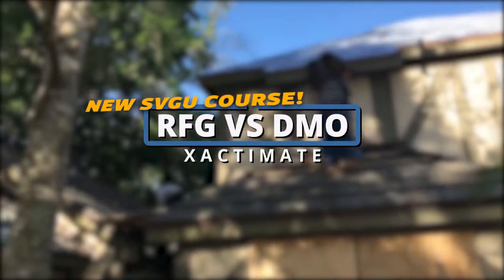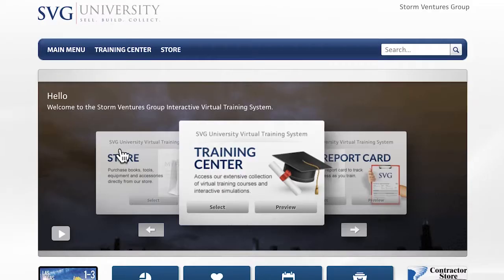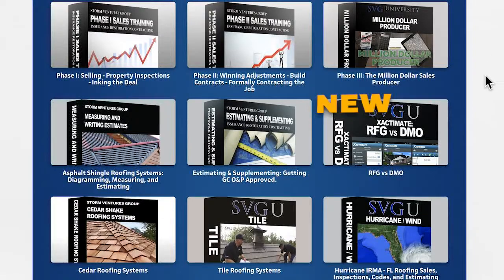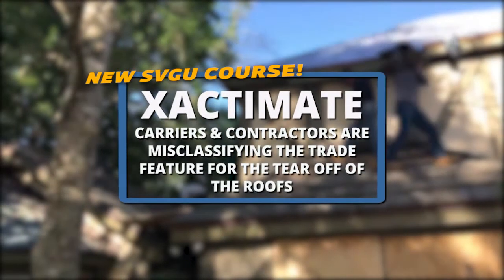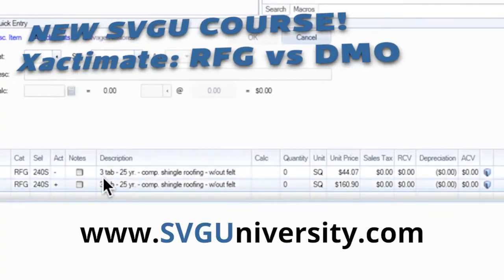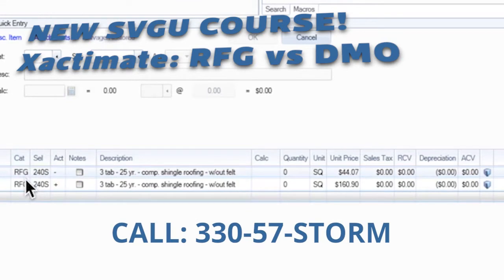The new RFG versus DMO Xactimate situation, where a lot of times the carriers and many contractors are actually misclassifying the trade feature in Xactimate for the tear off of the roofs. For instance, let's just say we're doing a simple 3-tab roof. Now if I click on this, it auto-populates here, you see it? Now look over here, both of these are supposed to be categorized as roofing.